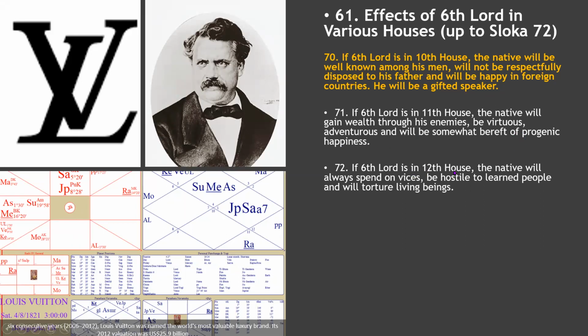If the sixth lord is in the 12th, the native will always spend on vices, be hostile to learned people, and will torture living beings. Okay, that's a big one. I would encourage you to find examples of this.